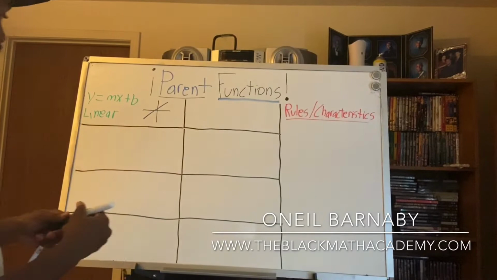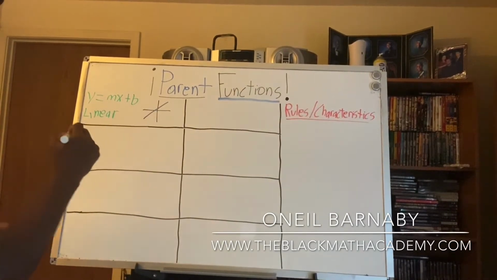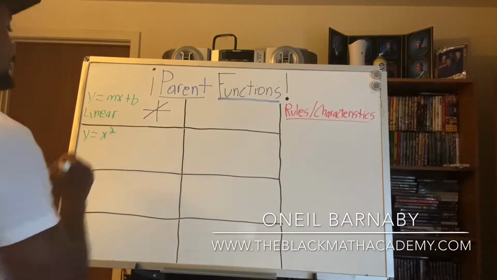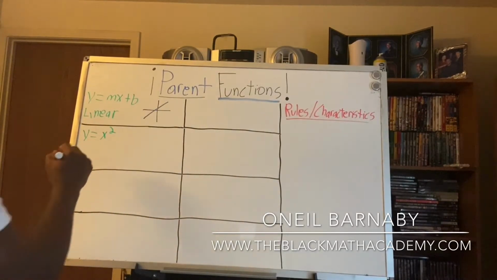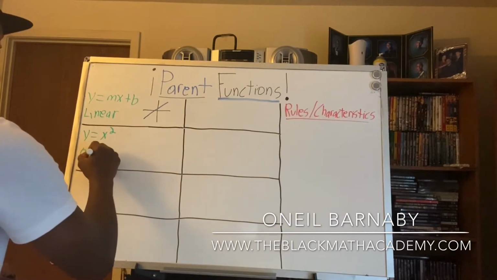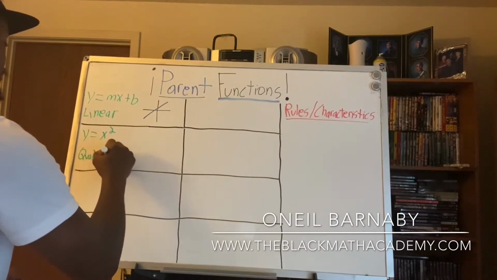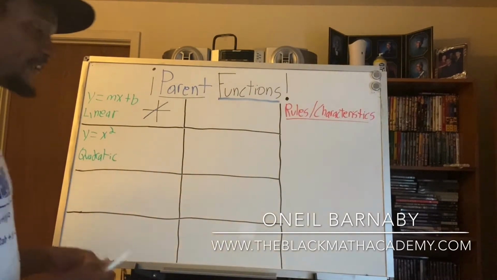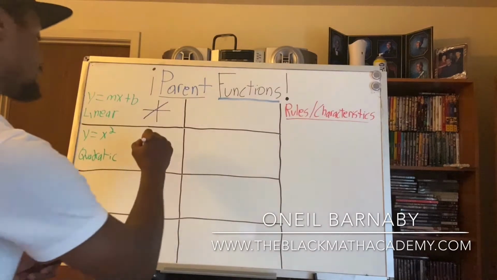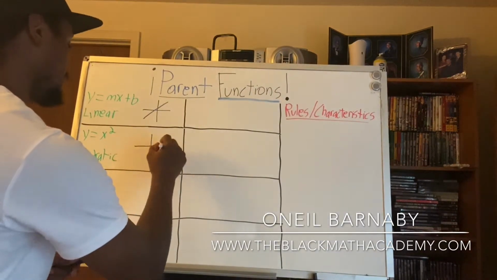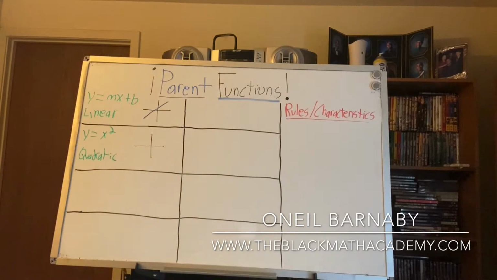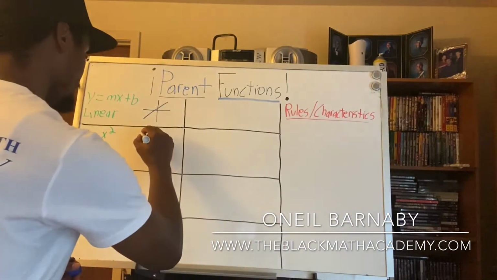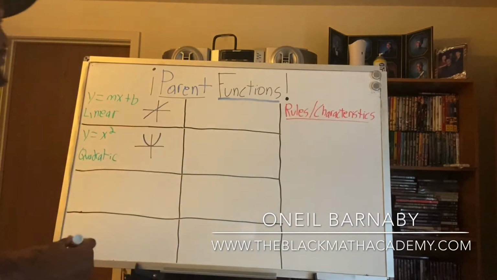Okay. So the next type of parent function that exists, I'm going to simplify it into the equation y equals x squared. So y equals x squared is what's called a quadratic equation. And quadratic equations behave like what's called parabolas. So when you graph a quadratic equation, a parabola is basically a U-shaped graph. So it behaves like a U. Goes up, goes down, and then goes up just like that.